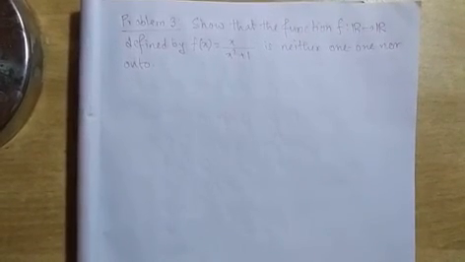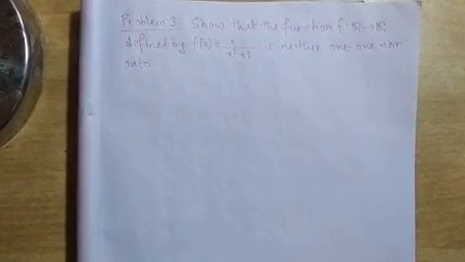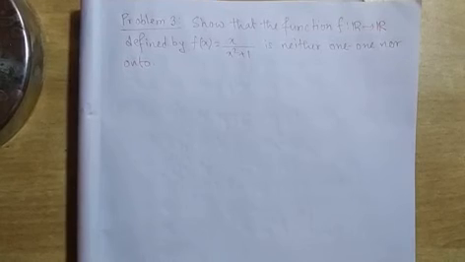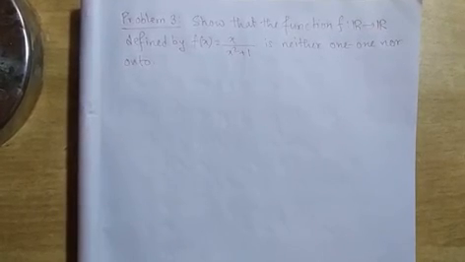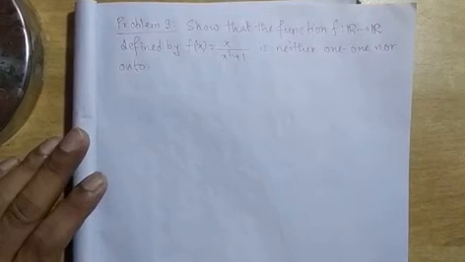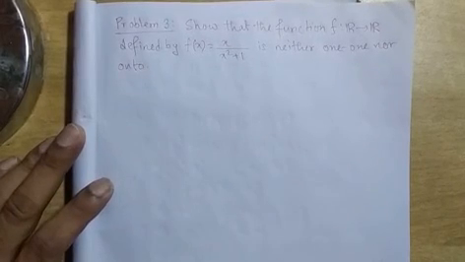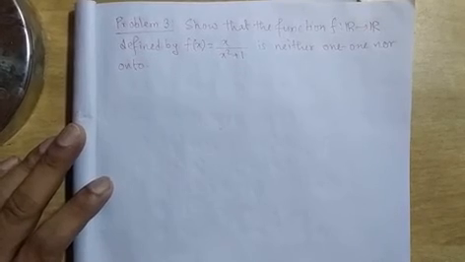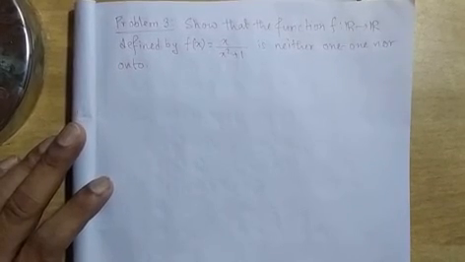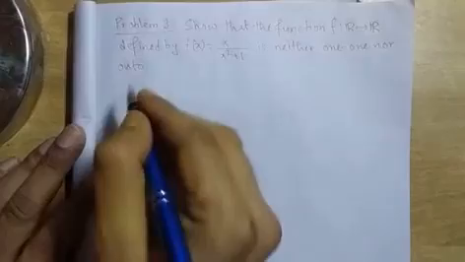So problem 3 says: show that the function f from R to R defined by f(x) = x/(x²+1) is neither 1-1 nor onto. So in this problem we have to show it is neither 1-1 nor onto, so both conditions are not satisfied. For that we will proceed similarly, and that will help us to find at which point the function is having the problem.